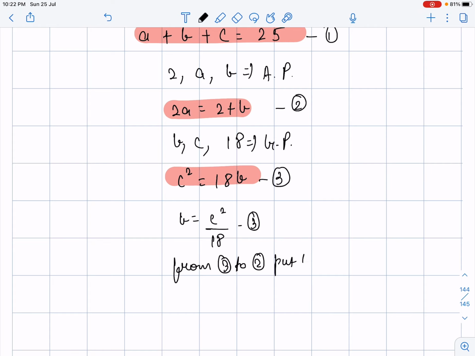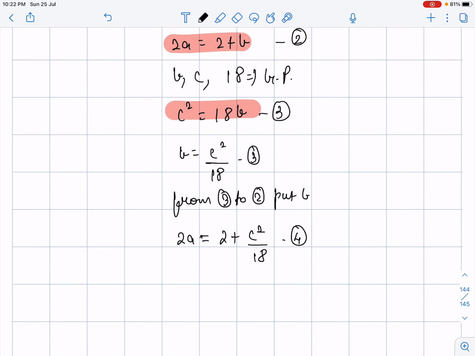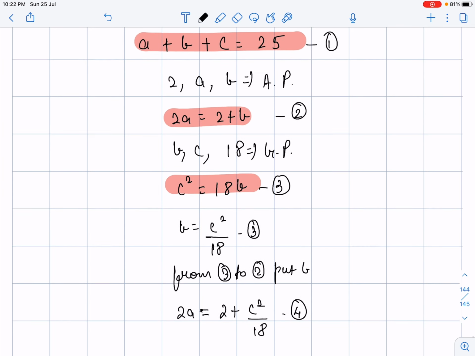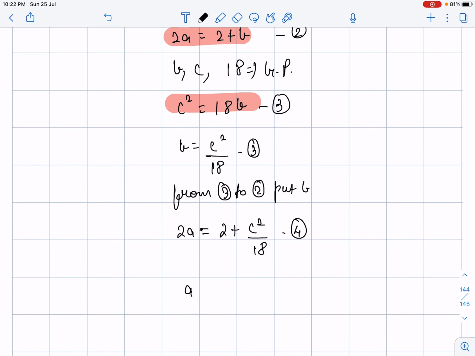So from 3 to 2, put B. What will we achieve over here? 2A is equal to 2 plus C squared upon 18. Let it be our fourth expression. Now from the fourth expression, we may put the value of A in expression number 1, and from the third expression, we may put the value of B in expression number 1. That will give us an equation in one variable. So the value of A will come as 1 plus C squared by 36. This is our fourth expression.